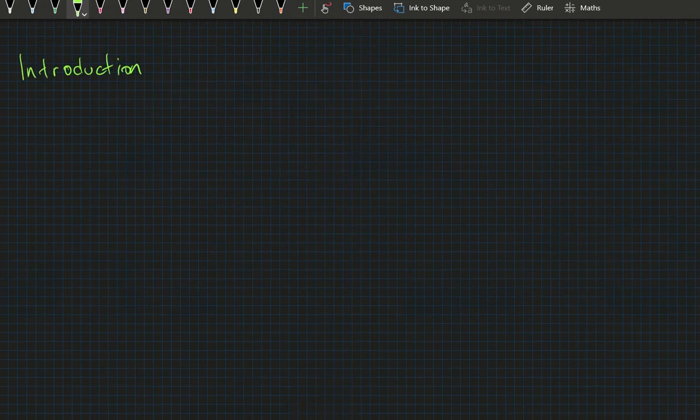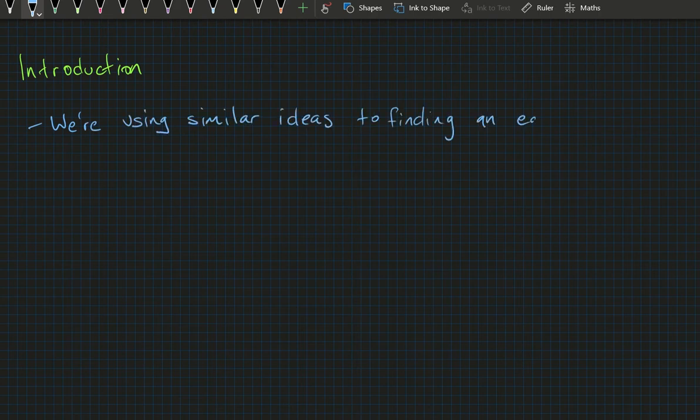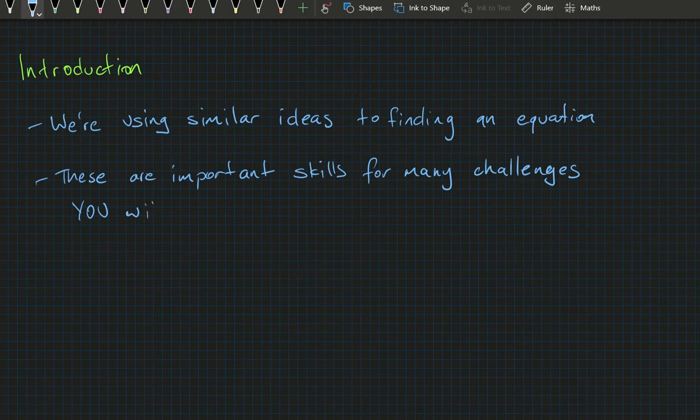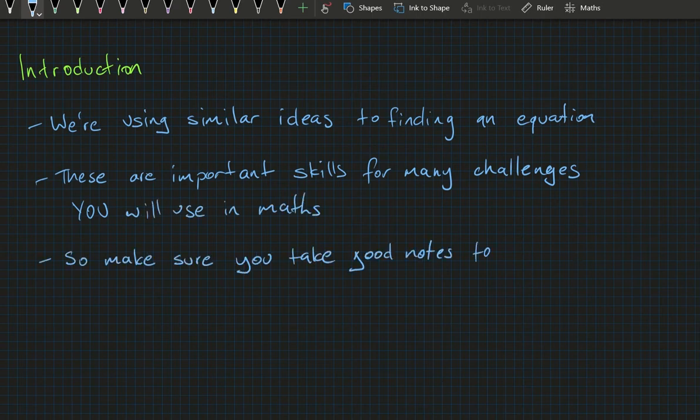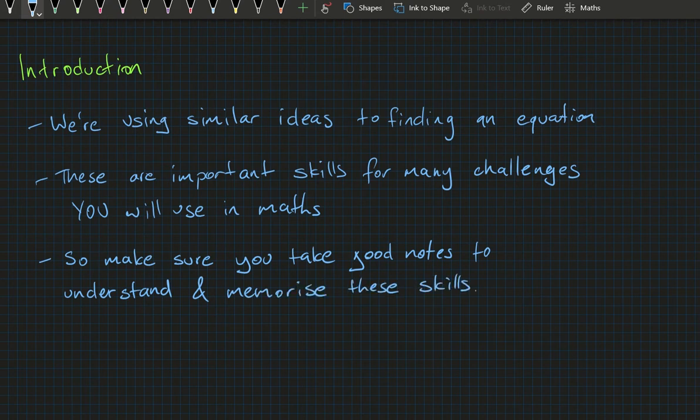I know I've said there will be a number of challenges in this topic. However, it's important that you know that we're just using similar ideas to finding an equation. And though I've said it a few times, it's worth writing down that these are important skills for many challenges you're going to end up using in maths. So make sure you take good notes to understand and memorize these skills.